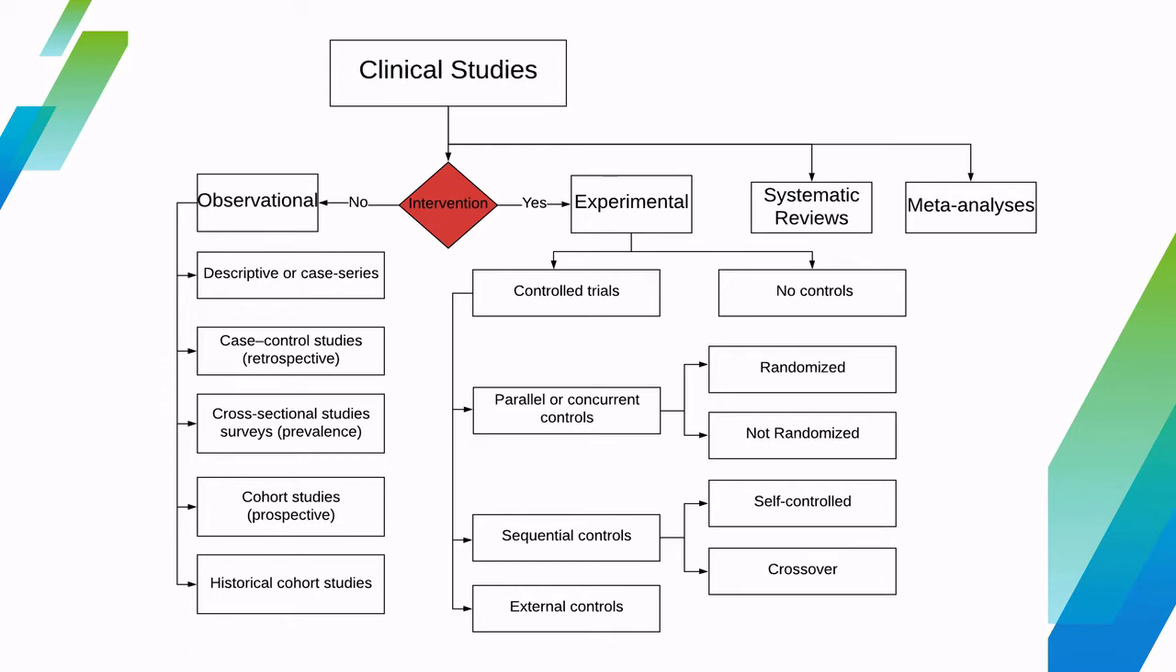I have also made a comparatively easier chart for you to follow on this slide. However, we will stay at this slide for a while as it contains a few examples as well. Again, note that there are four main categories of clinical studies. Two of these are based on presence or absence of any intervention, that is, observational and experimental studies. Now let's start to study each study individually.